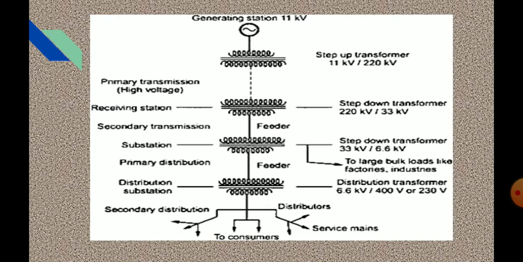Next, using the distribution substations, the distribution transformer further steps down the 6.6 kilovolt to 400 volt or 230 volt. This 400 volt and 230 volt supply voltage is useful for home appliances. This comes under secondary distribution. Further, the power gets distributed to consumers, servicemen, and distributors. So this is about the general structure of the power system.